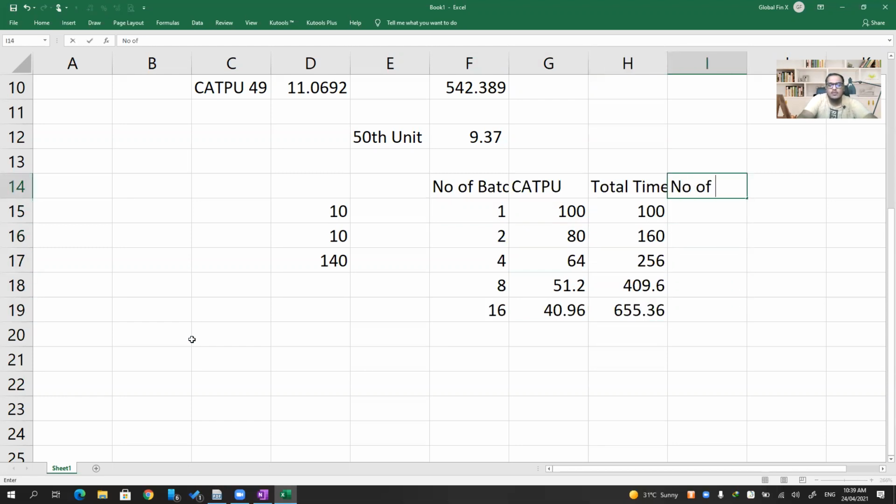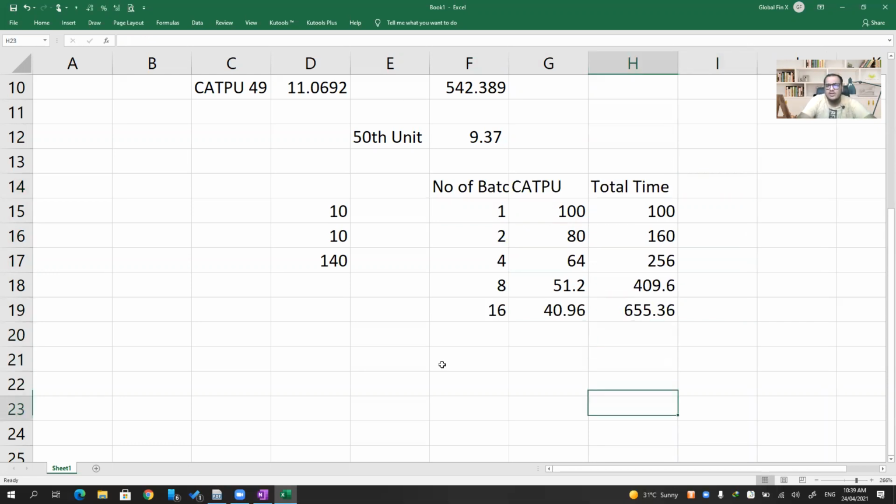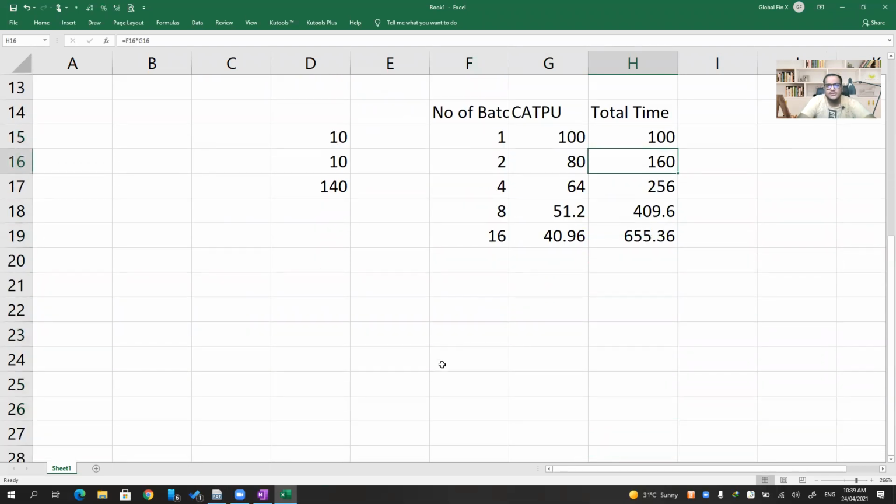Then number of units. Do I need number of units? I don't think I need number of units. So total time taken is 655. So what is the time taken for the first two batches? 160. Total time for 160 units is 655. Okay. Time for 140 units will be 655.36 minus 160 hours for the first two batches. So 495.36.